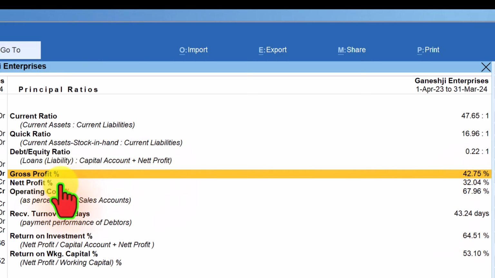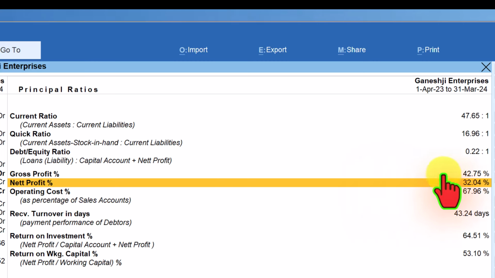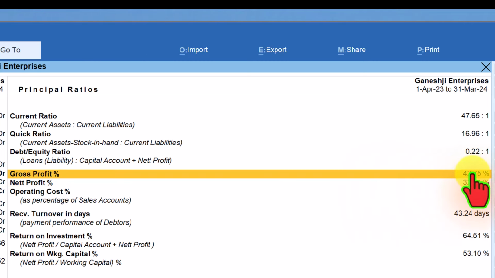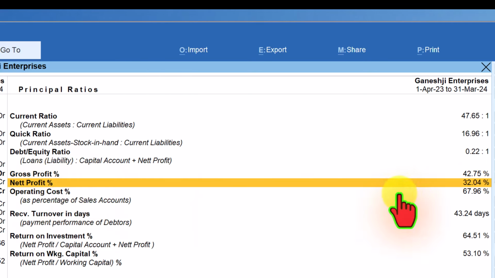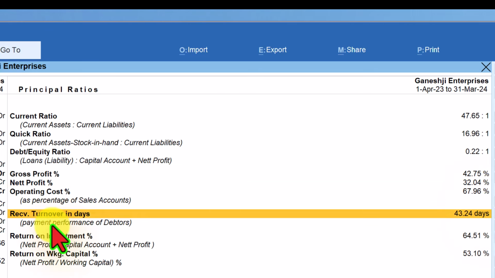So that means out of 100 rupees sale, the company is able to make a gross profit of 42.75 and the net profit is 32.04, and out of total 100 rupees sale, their operating cost is 67.96%.